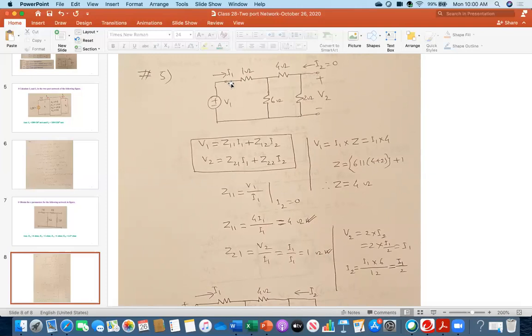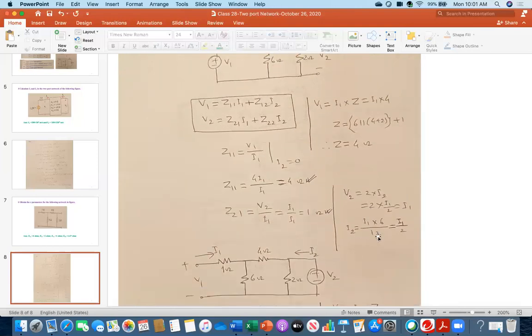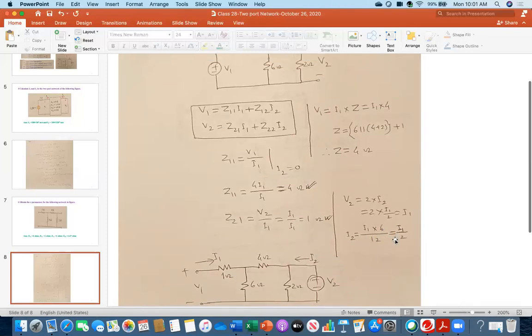You see, current I1 is entering at this point, and then it is divided into two parts. Something is going here, something is going that path. So you have to find out the current flowing through this one. That's why I1 multiplied by 6 divided by 6 plus 4 plus 2, which means 12. I2 is I1 multiplied by 6 over 12, so just I1 over 2.